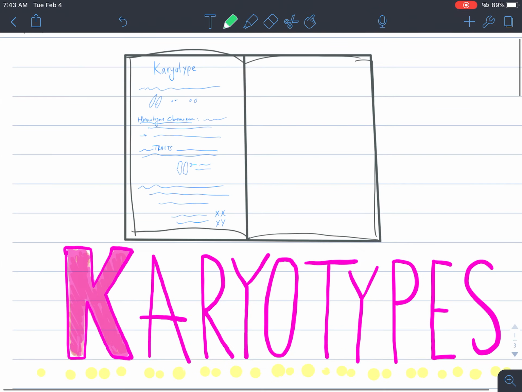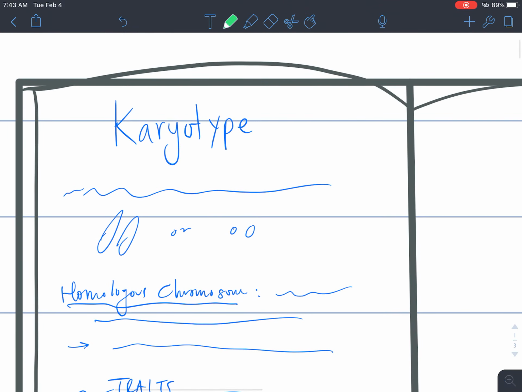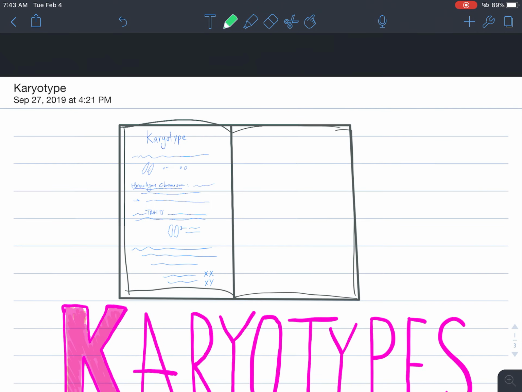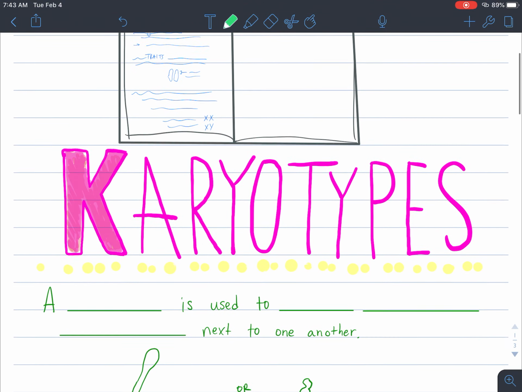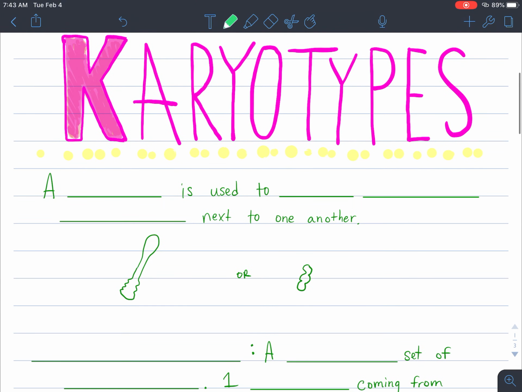Today, we're going to learn what is a karyotype, along with some other important vocabulary. So, a karyotype is going to be our topic of conversation, and make sure you title your page Karyotypes. A karyotype is used to match complementary chromosomes. And they're put next to one another.